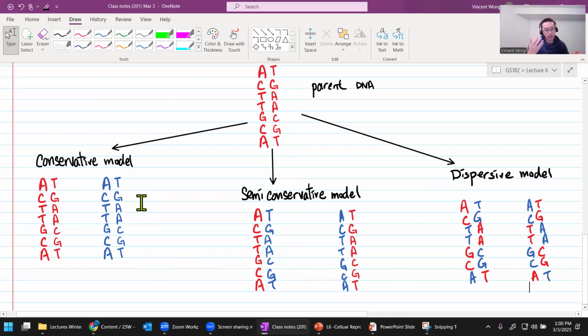The situation is people didn't know how it happens. Is it completely old and completely new? Is it half new, half old? Is it half new, half old, but kind of all over the place? That's the thing they were trying to figure out. And Meselson and Stahl, those two people whose experiment I'm about to show you, figured out which one is the correct model.